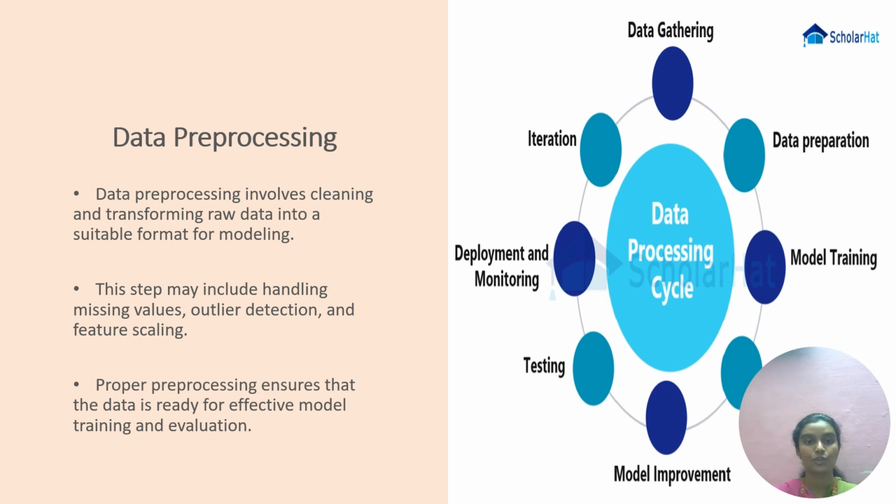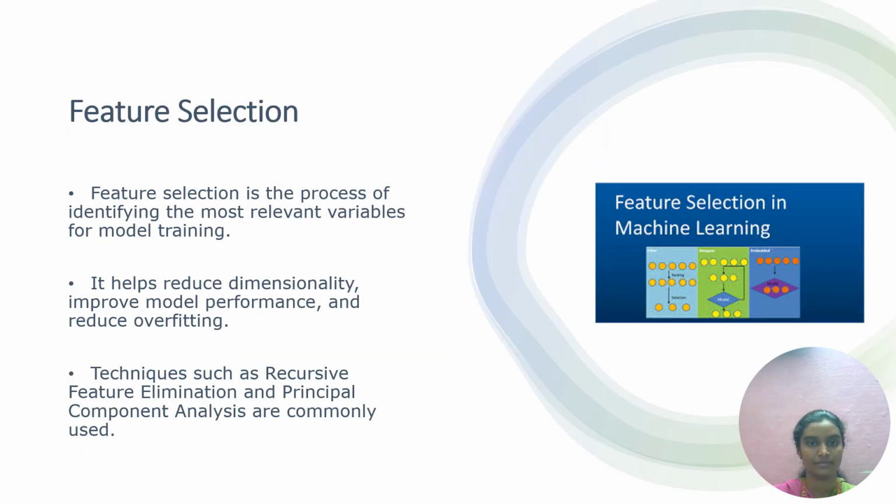Here in the steps of data processing: data gathering, data preparation, model training, model improvement, deployment, monitoring, and iteration. Such steps happen repeatedly in the process.